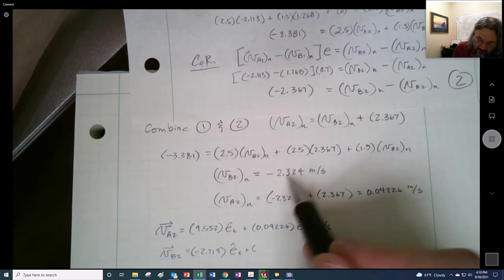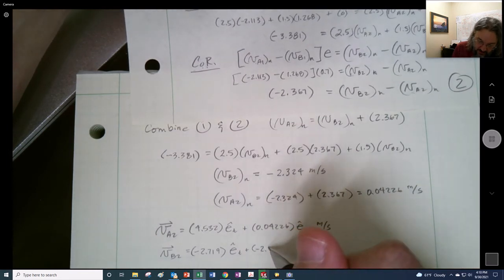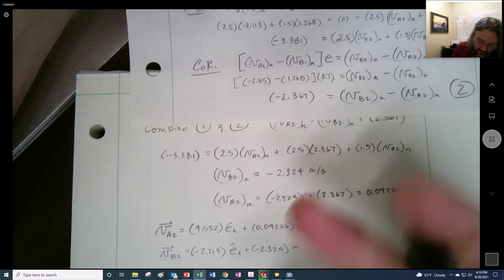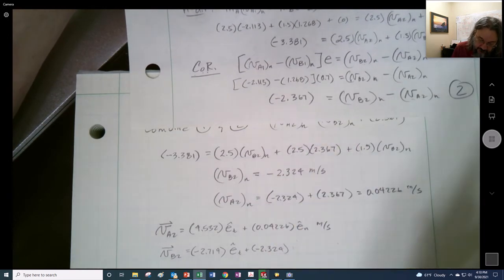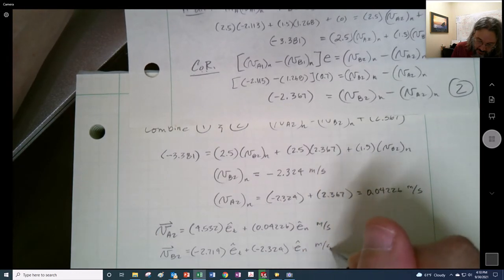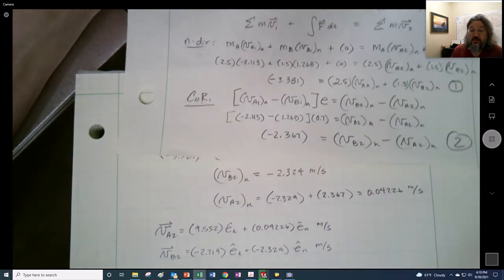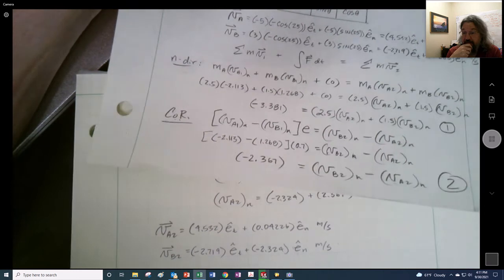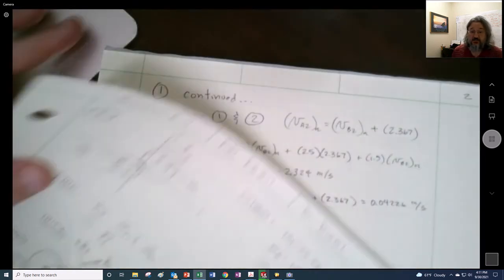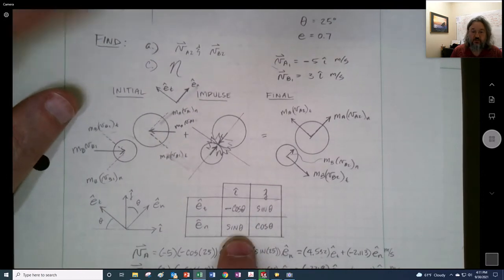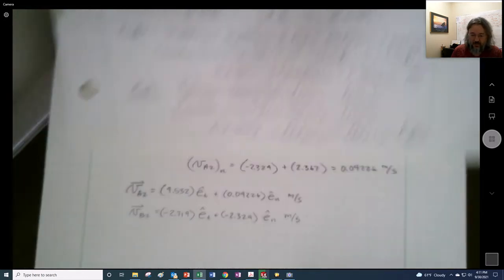And now its new velocity in the normal direction is negative 2.324 meters per second. All right. Now, to be able to get the velocities into something more useful, we will have to do the coordinate transformation again using the coordinate transformation array.